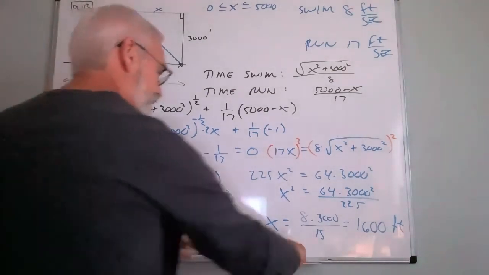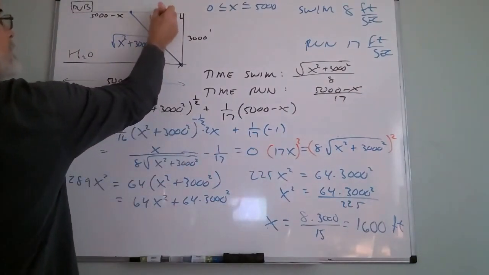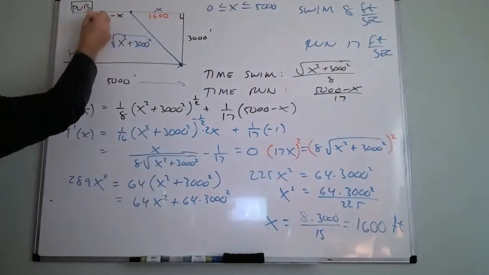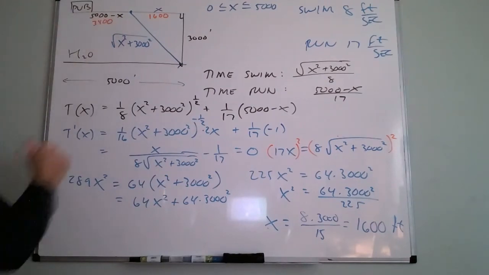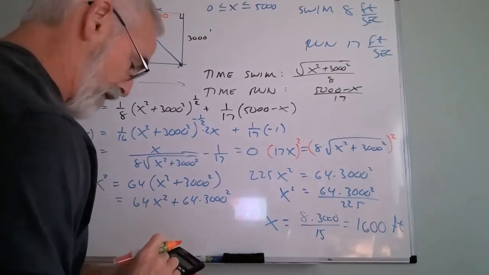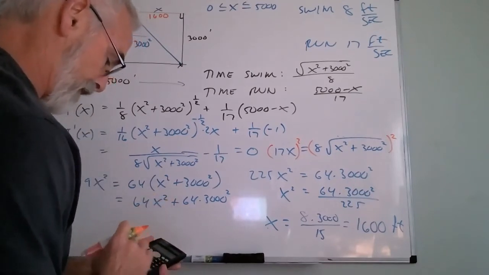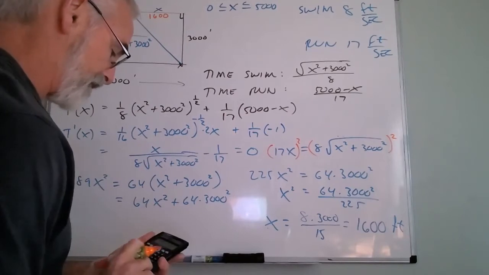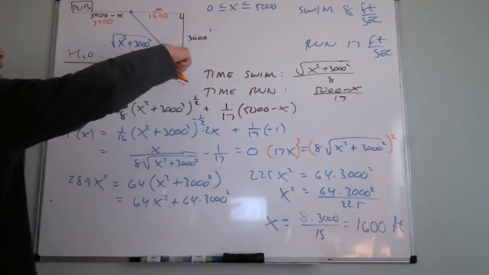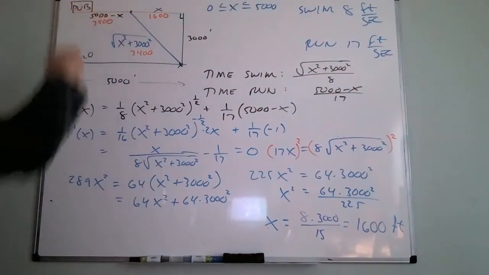How nice. Now, we don't know if that's the best case, but we know if I land 1,600 feet from straight across, that means I'm going to actually run then 3,400 feet. And if I replace x with 1,600, then I've got the square root of 1,600 squared plus 3,000 squared. And that turns out to be exactly 3,400. So this scenario says I'm going to swim 3,400 feet. Oh, what do you know? And I'm also going to run 3,400 feet.